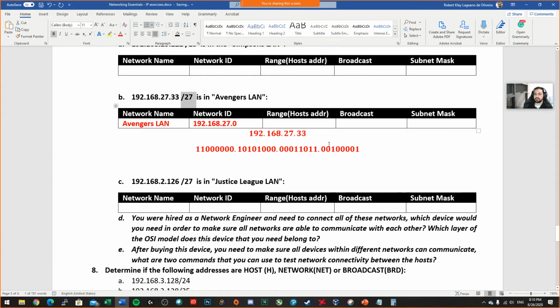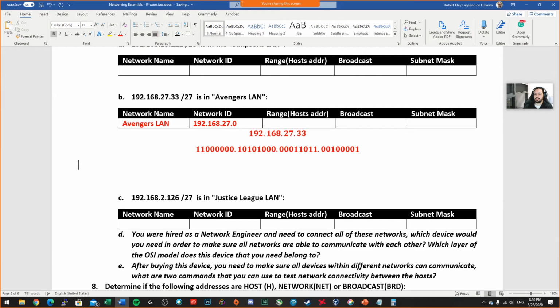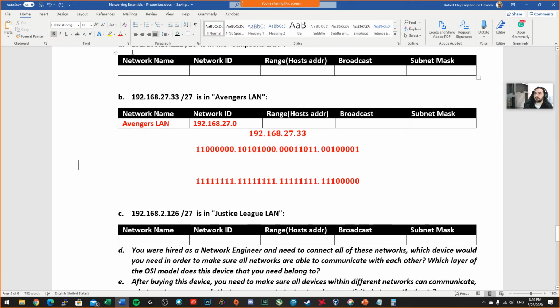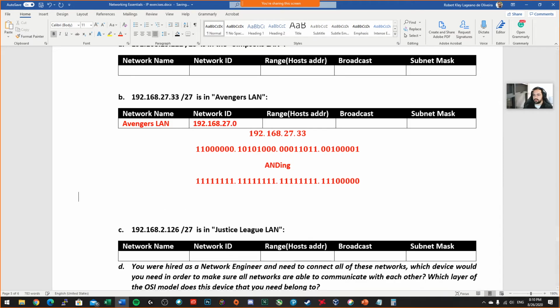255.255.255.224. That's /27. Remember, /27. So what is the conversion of /27? 1, 2, 3, 4, 5, 6, 7, 8. 1, 2, 3, 4, 5, 6, 7, 8. 1, 2, 3, 4, 5, 6, 7, 8. That's 24. Then 1, 2, 3, 4, 5. Yep. And what do we do here? ANDing. Okay. So what's the value that we get after we do this?